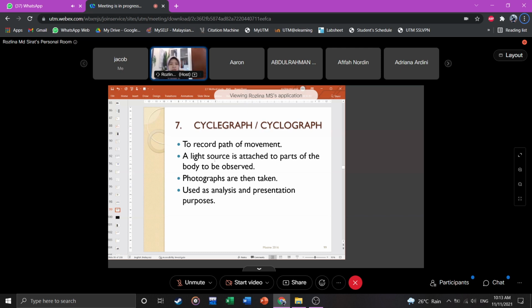They use a light source on the parts of the body to be observed. They will install it on our body, especially our hand. Photographs are taken then, and used for analysis and presentation purposes.